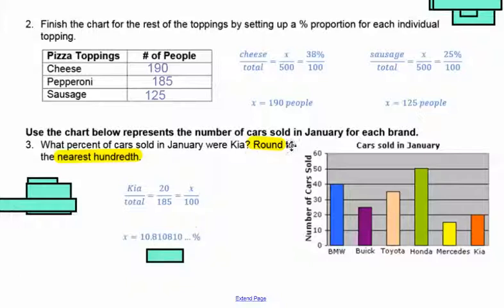Now remember, it said round to the nearest hundredth, so that means we need two numbers after our decimal, two numbers only. So I'm going to decide if I'm going to stay a 1 right there or if I bump up to a 2. I look behind it to the side. That's a 0. That tells me I'm going to stay a 1. So it's just going to be 10.81 percent, because it was percent.